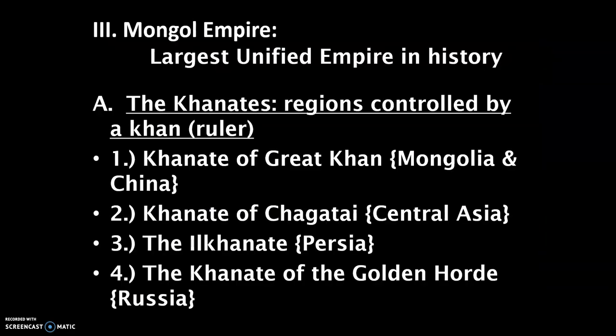So again, here's the breakdown. The Khanates are ruled by a Khan. They create the largest unified empire in history. And you have these 4 regions. Khanate of the Great Khan, Mongolia and China, Chagatai, Central Asia, Il Khanate, Persia or the Middle East, and the Khanate of the Golden Horde, which is Russia.